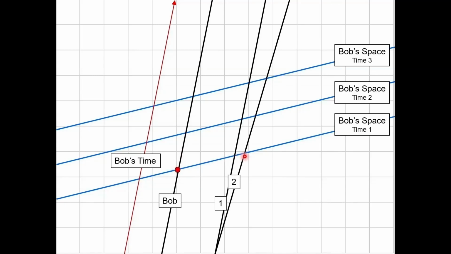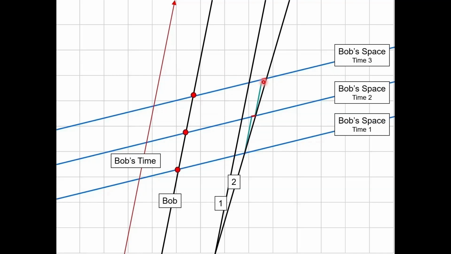Now if we look at world line number 2, it has an angle between it and Bob. If we look at what happens between time 1 and time 2, then we see that the distance between Bob and particle 2 grew by this red segment over here. Now, if we look at what happened between time 2 and time 3, then again we see that the distance grew by this red segment over here.